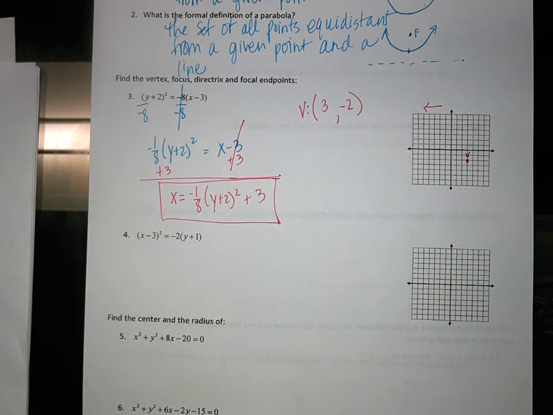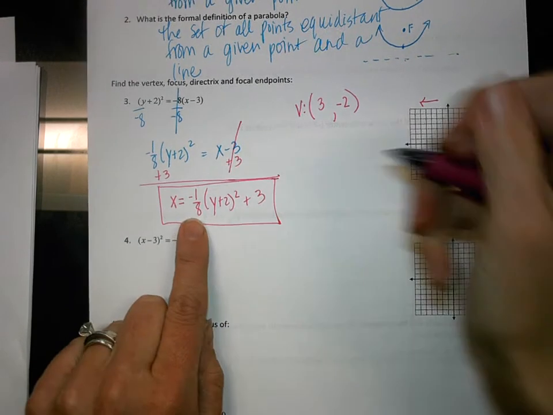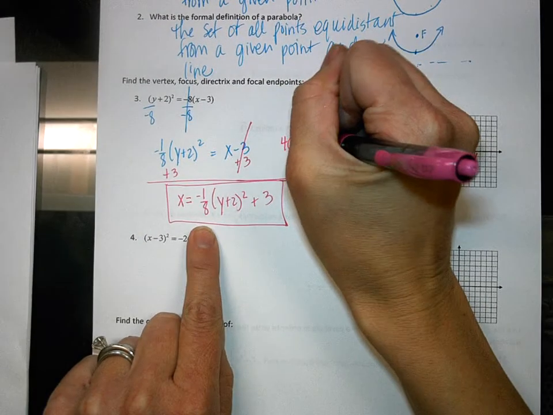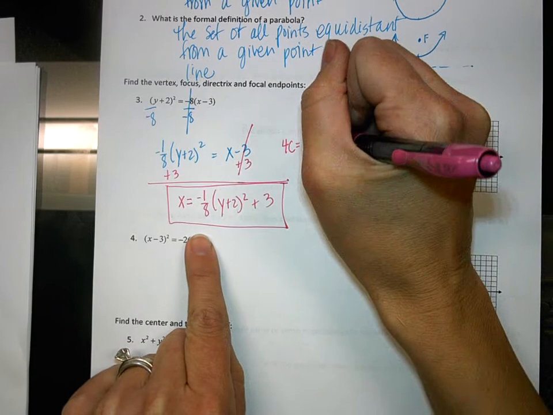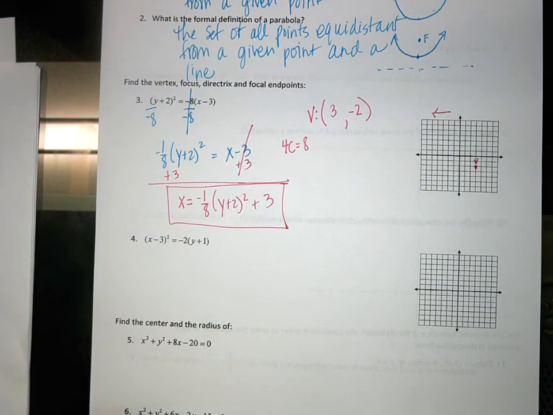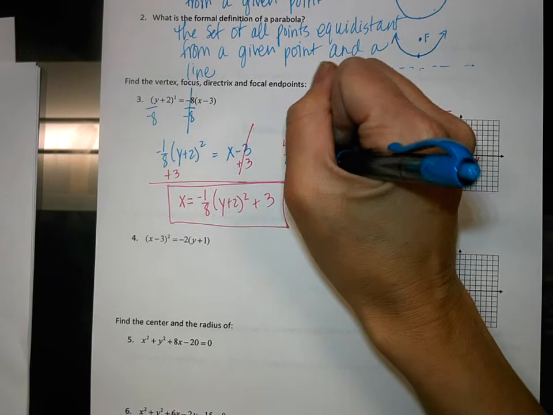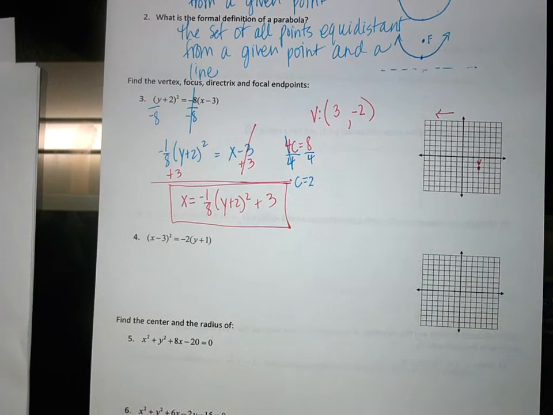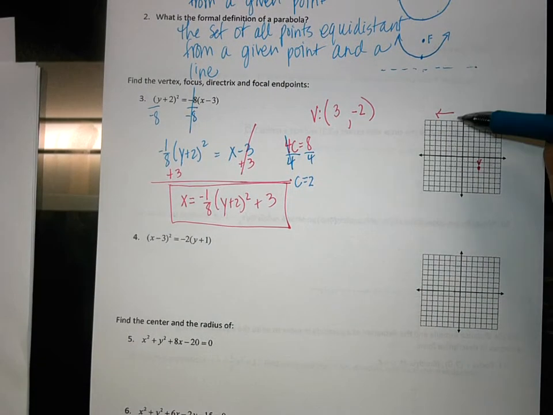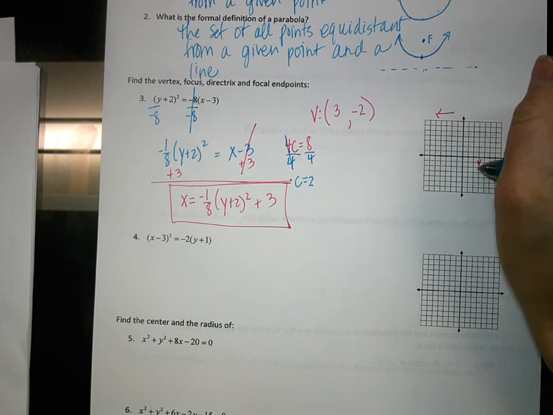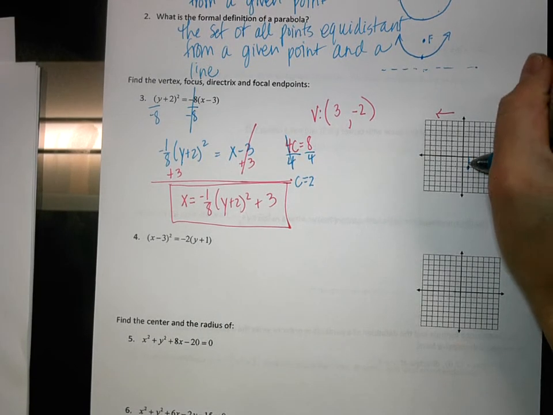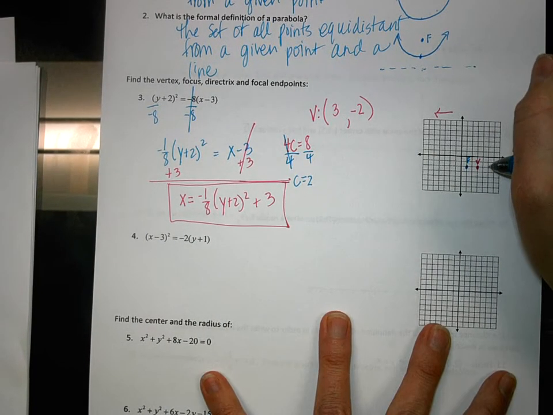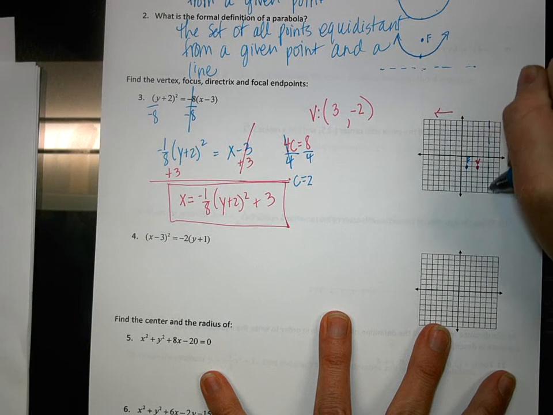In order to get my focus and my directrix, we are going to use our formula, which is 4c equals the reciprocal here, which we're going to write as 8. You could also write that as -8, either way. Divide by 4 on both sides, and I find that c is 2. So what that tells me is that because my graph is going left, I'm going to go 2 to the left for my focus and 2 to the right for my directrix.